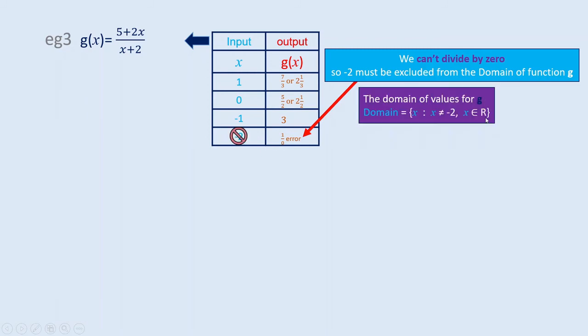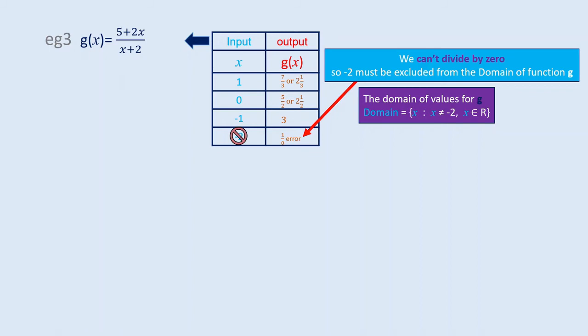What about the range of possible values for function g? I see there's all sorts of output values here. There are fractional values, there are whole number values. Are there positive values? Are there negative values? The only way we can tell is to find its inverse function and work out what values can or cannot be included in the domain of that inverse function.